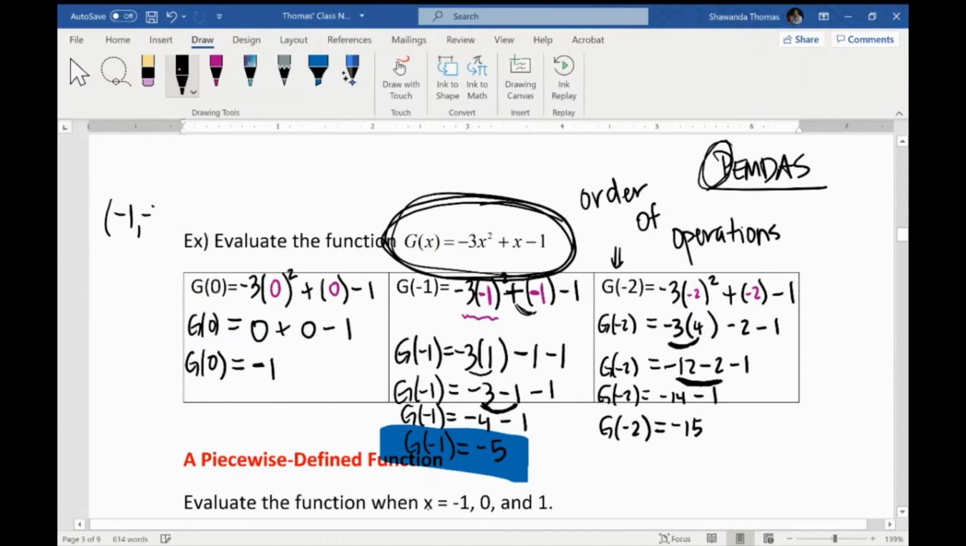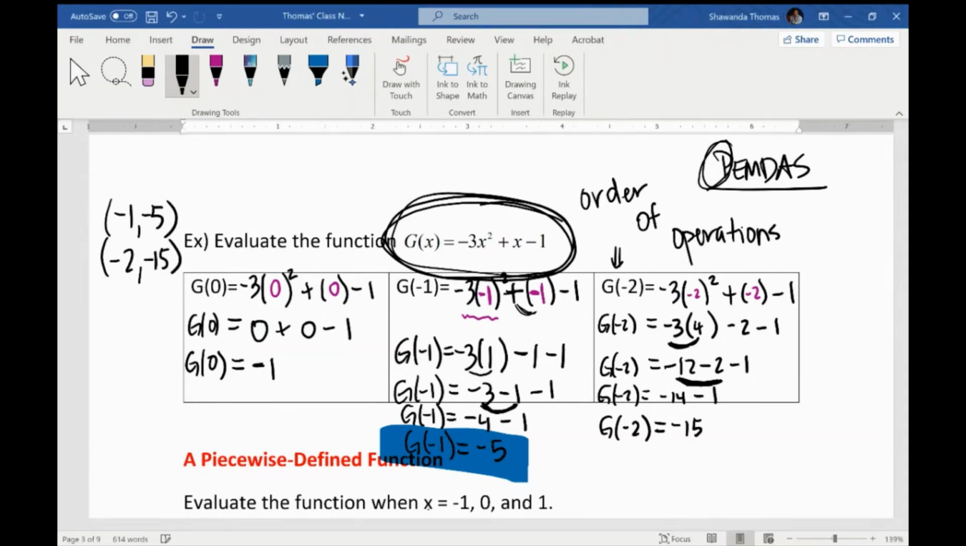-1, -5 is a point. And who was that? Was that Ken or Maurice? Who said -1, -5? Maurice. All right, Maurice. Someone other than Maurice, give me a point that's on the graph of g of x. -2, -15. Very nice. -2, -15.